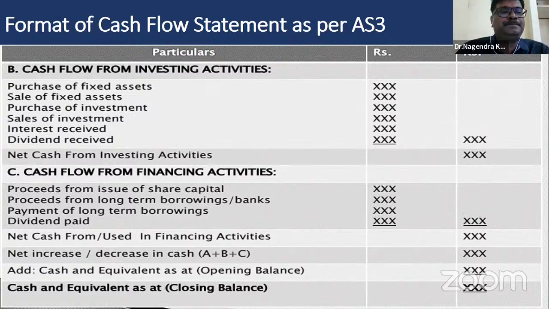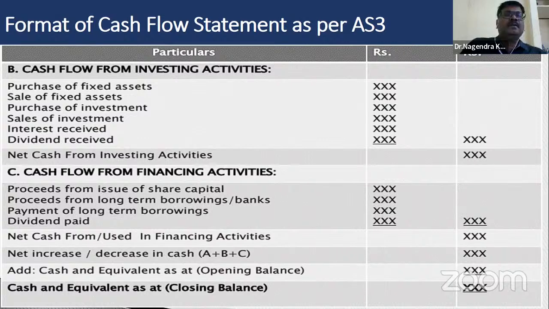And the next component is cash flow from financing activities. Financing activities means from where we are raising the capital. We may raise the capital or we may redeem the capital. What are the various sources of financing activities? Proceeds from the issue of share capital, proceeds from long-term borrowings from banks, payment of long-term borrowings, dividends paid during the year. All these will be covered under financing activity.